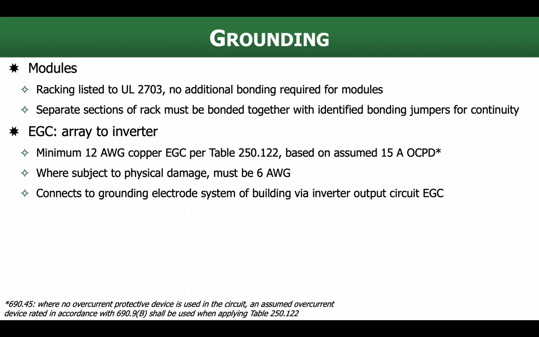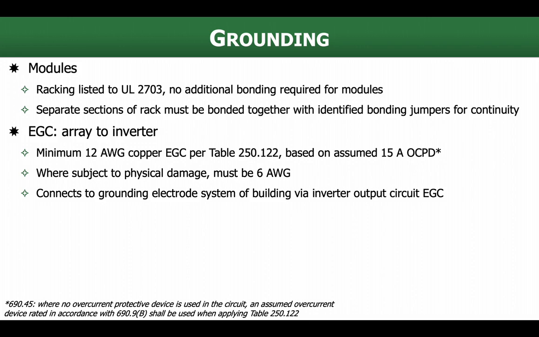You do want to keep in mind that where subject to physical damage, the EGC is going to have to be larger. So where it connects to the racking on the roof, for instance, your AHJ may say, oh, stuff on the roof is exposed to physical damage, so you run a number 6 until you get to the transition box where the output circuits from the converters are transitioning to conduit, and from there we drop down to that 12 AWG copper conductor.